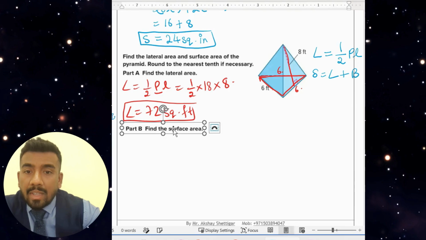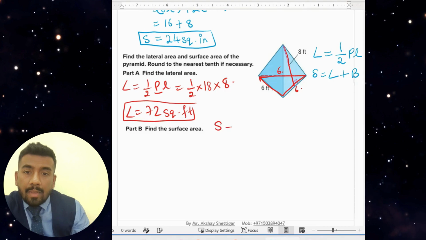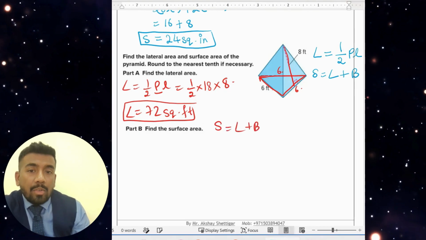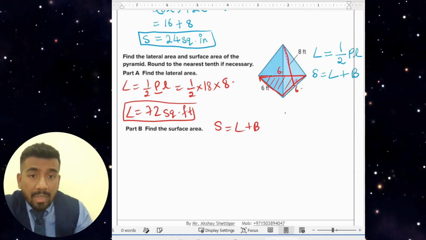How do you find surface area? The surface area formula is L plus B. Now, L you know, but what is B? B is the area of this base. Now, what is this base?